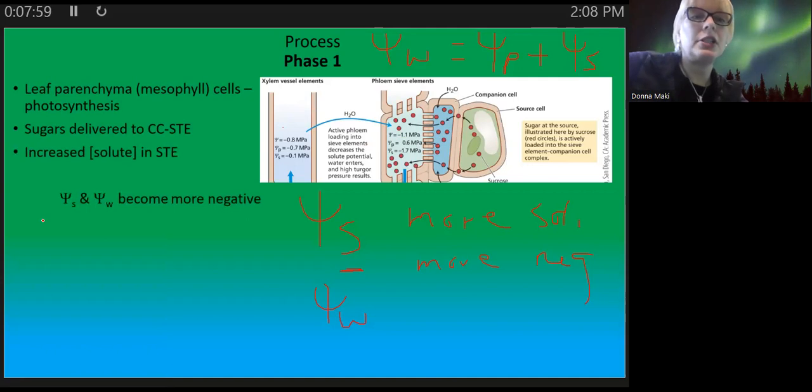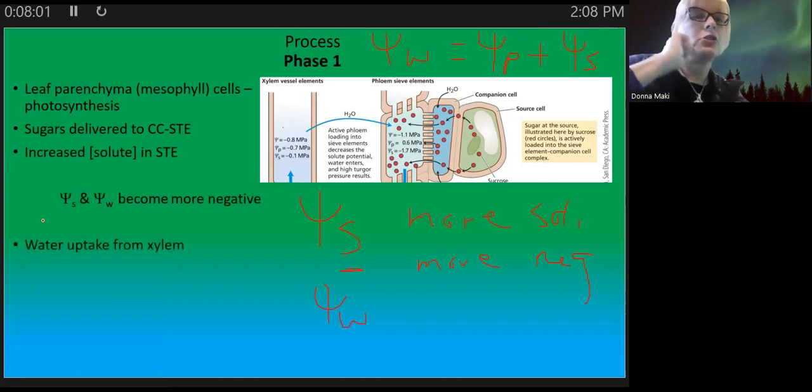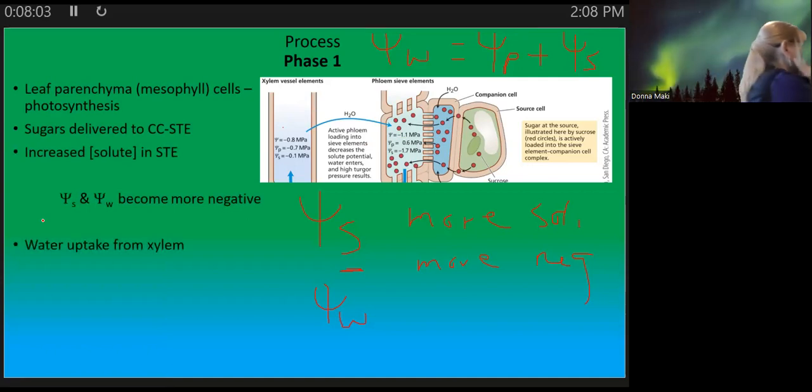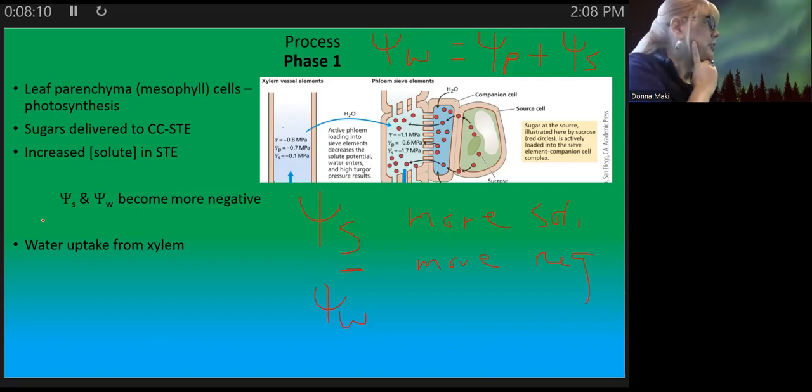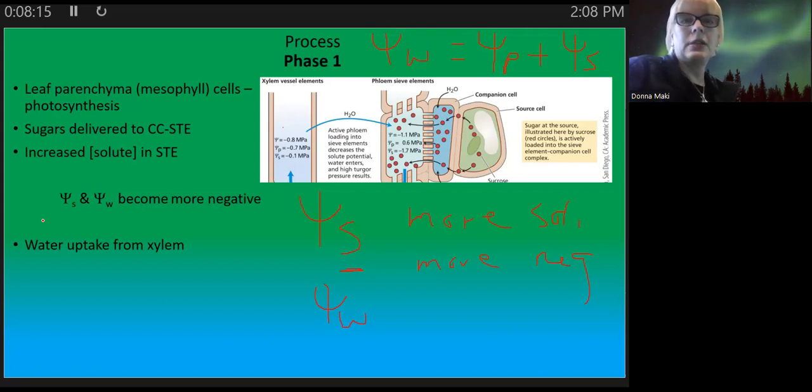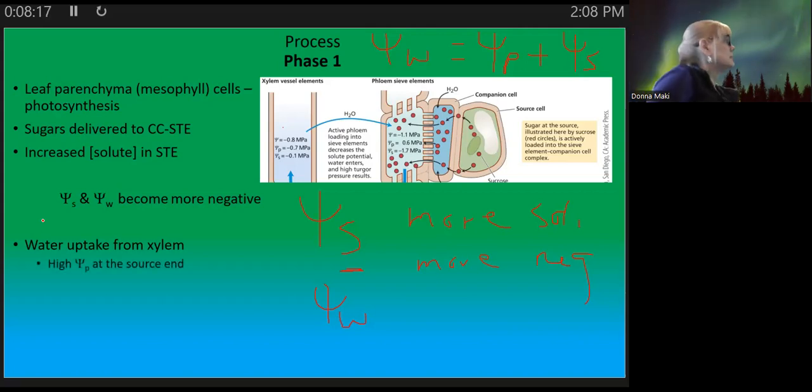Increases the solute concentration in the sieve tube element. That makes your size of S and size of W become more negative, and then you get water uptake. The water will flow from the less negative xylem water potential to the more negative sieve tube element water potential. So now that you've completed the story, you've established a nice positive size of P in the sieve tube element at the source. Have I convinced you? Does that kind of make sense?